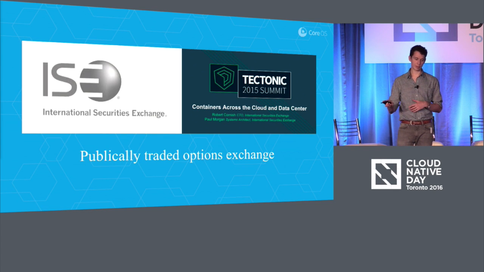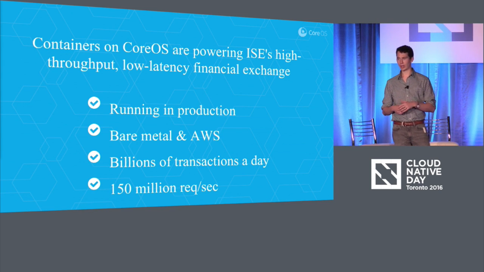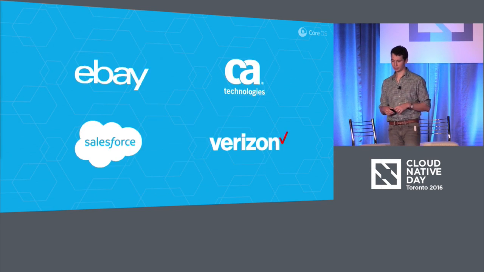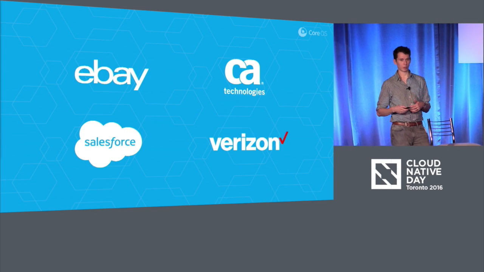So ISC gave a talk at our conference, Tectonic Summit, a while back, and they were talking about, yes, we're a publicly traded options exchange, and we use these sorts of technologies because we see the advantages of how using containers to move around our workloads actually provides value. So they're running these things in both AWS and bare metal for low latency, lots of transactions in a production environment.